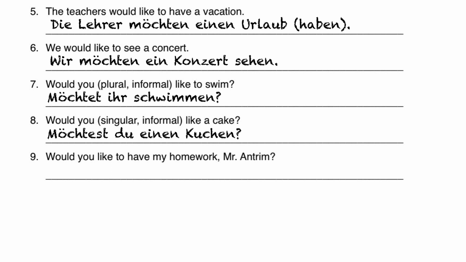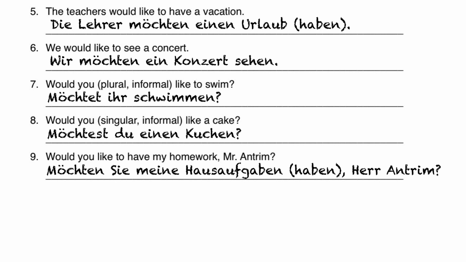That's the point. Number 9. Would you like to have my homework, Mr. Antrim? In this sentence we have Mr. Antrim, so we would use the Sie form. Möchten Sie meine Hausaufgaben haben, Herr Antrim?